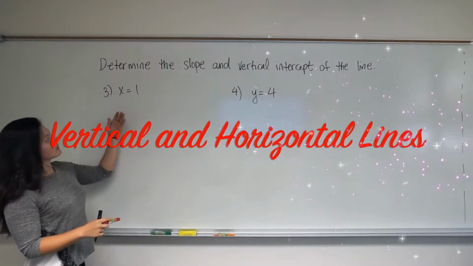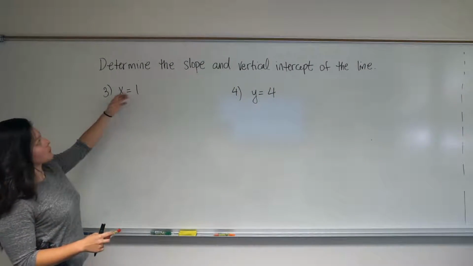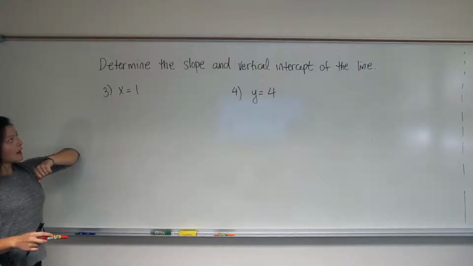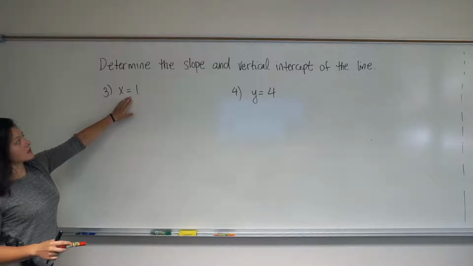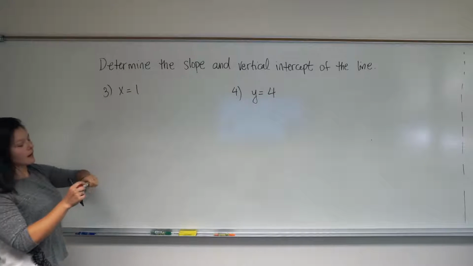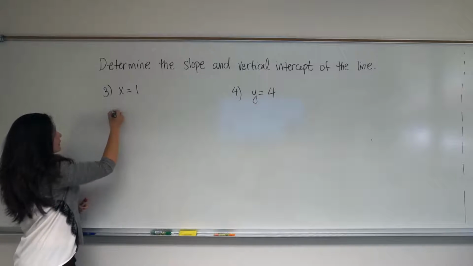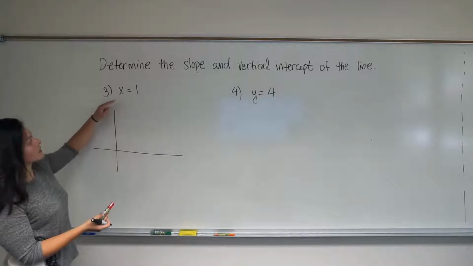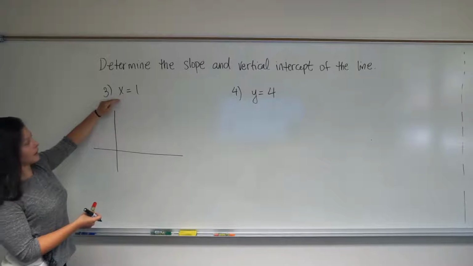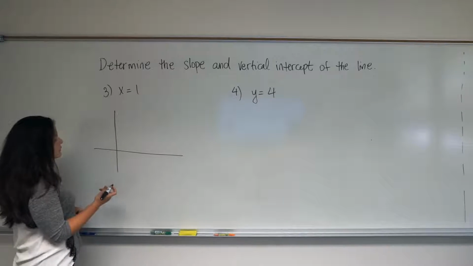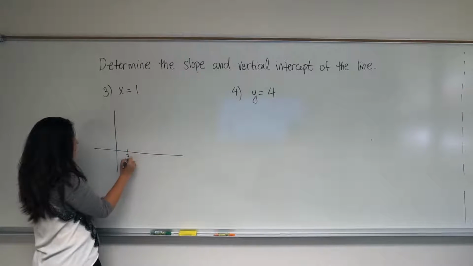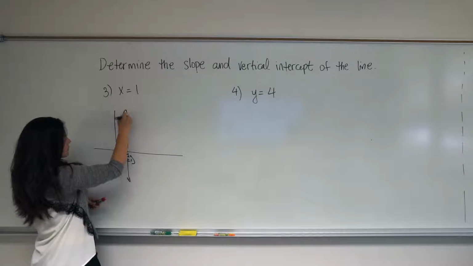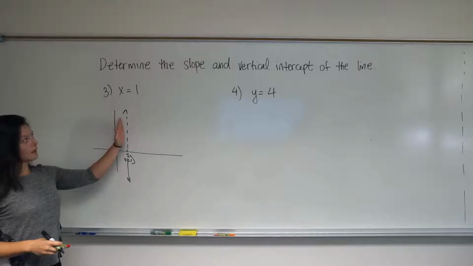Okay, so now let's say we're given this equation, x equals 1, and again we're trying to determine the slope and vertical intercept of the line. And what is this telling us? If we're thinking about a coordinate plane, what line on this plane will have every single x value of the points on that line being equal to 1? So if you think about that, that's the line at x equals 1, right here, which happens to be a vertical line.